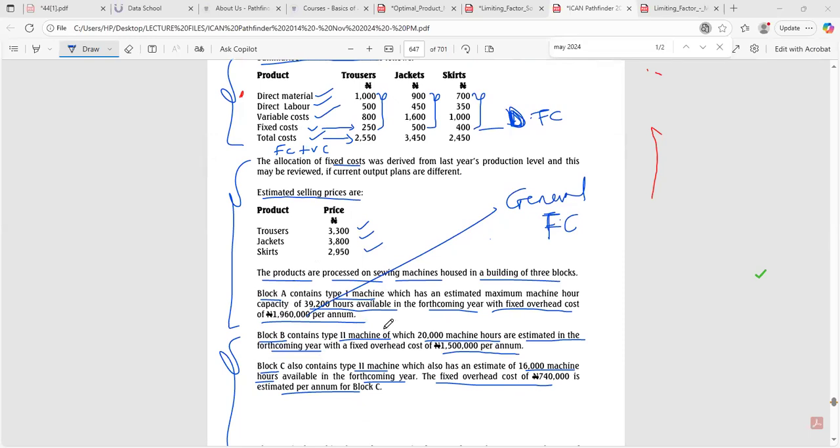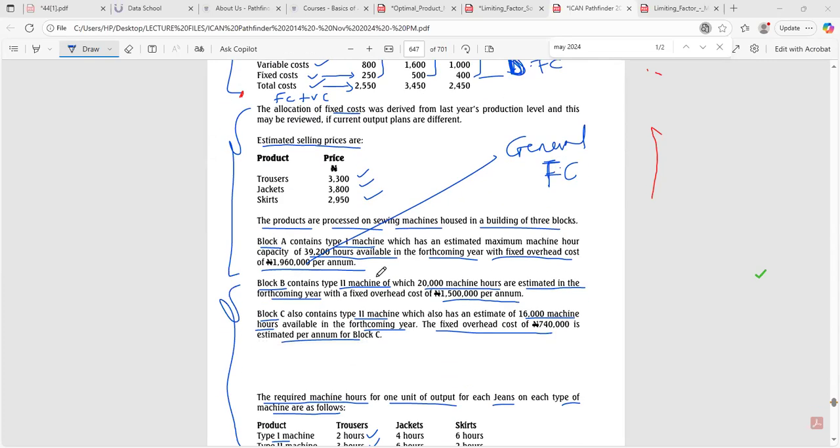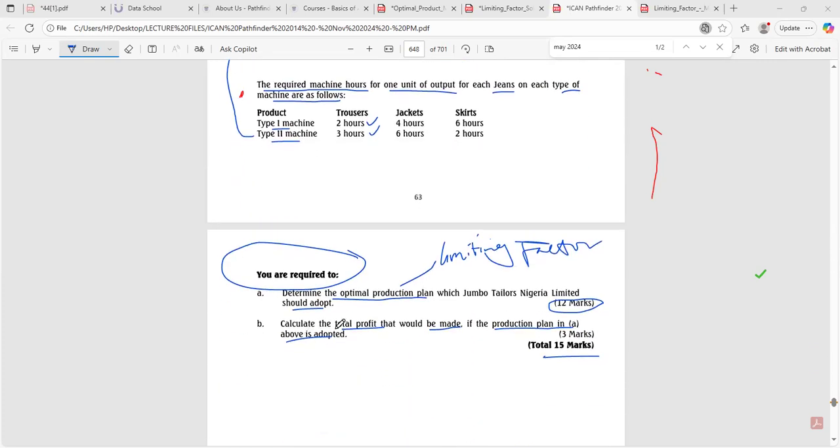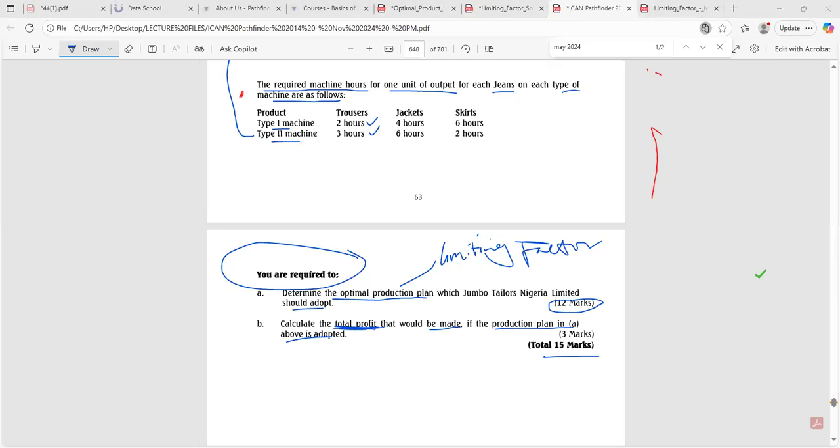So are we going to use the two in solving this question? We have a general fixed cost, and we also have the direct one. Yes, we use the two. Normally, we don't even need fixed cost in a limiting factor problem. Please note, we don't need fixed cost in a limiting factor problem. The only reason we have fixed cost is so that we can prepare the profit statement.